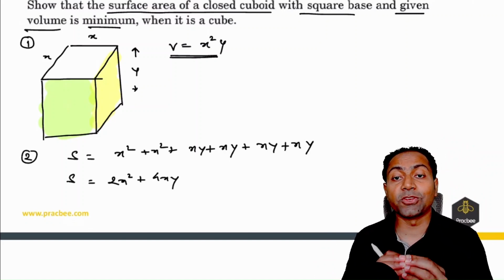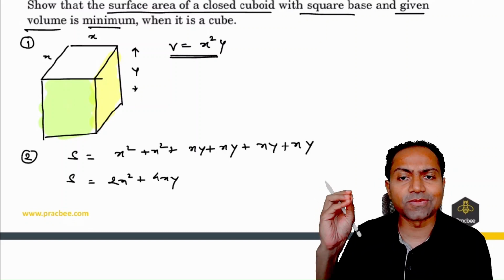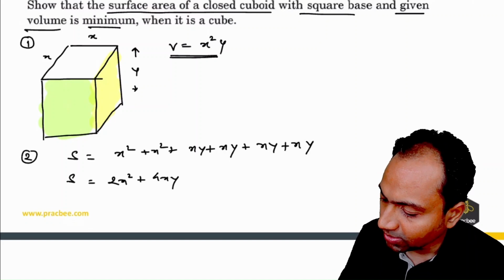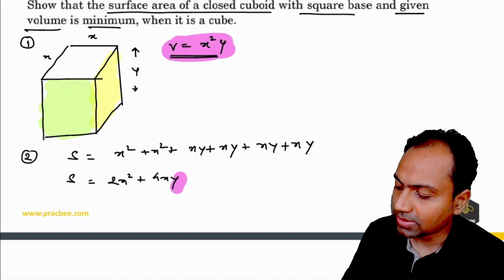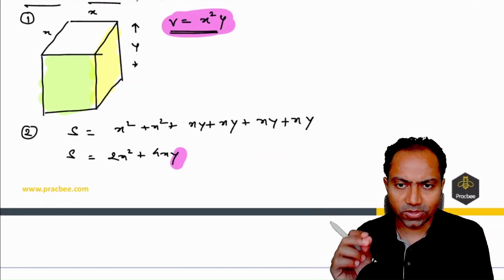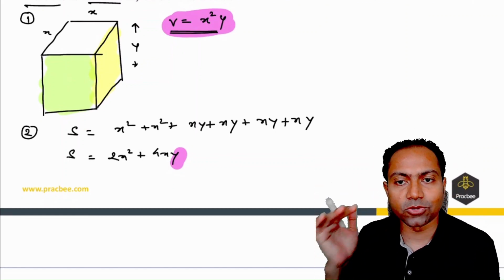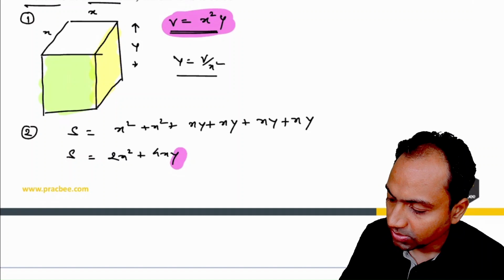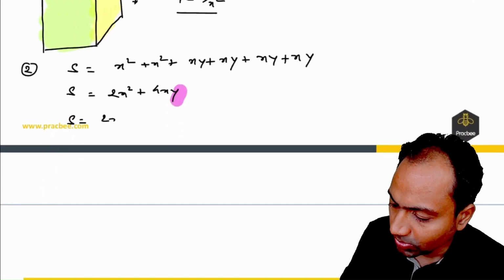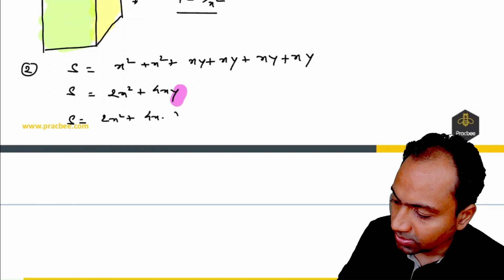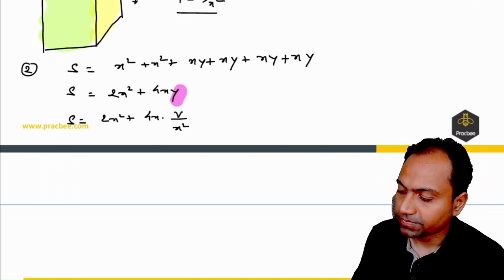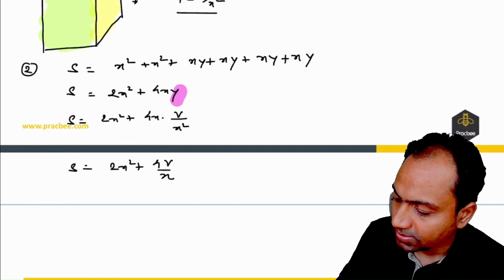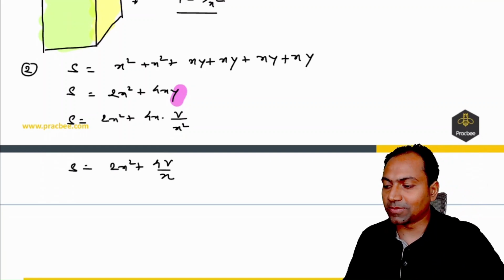Now in order to minimize, we need to have it in one variable. Here we have got two variables, and this will happen in most of such questions. So what we need to do is remove this y from here. And somehow if I can remove this y using this relation, then we will get an expression in one variable that we can differentiate and get to the answer. If I take the value of y from here and substitute, it is v by x square. If I substitute, s comes out to be 2x square plus 4x into v by x square. After simplification, s comes out to be 2x square plus 4v by x.